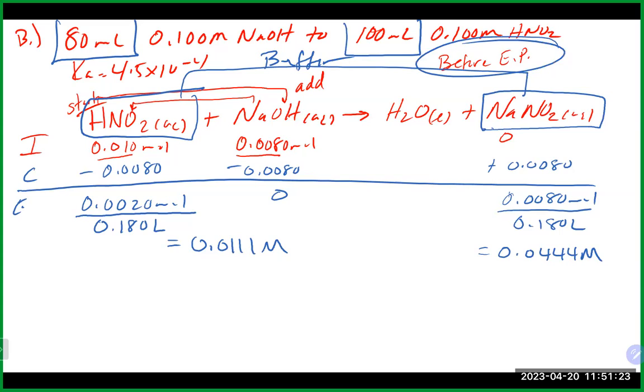So again, if you kind of know where you are at, you should know what you should end up with. So if you end up with this table not in a buffer situation, you did something wrong. Yeah, so it's a good way to check yourself.